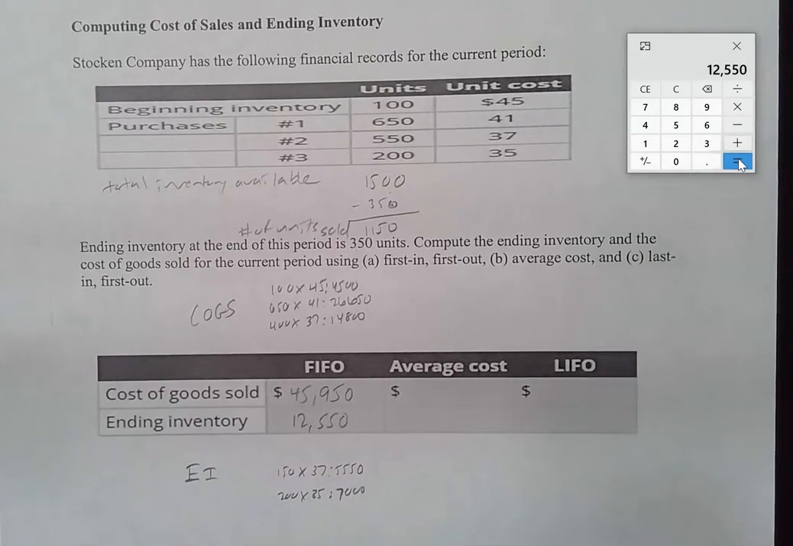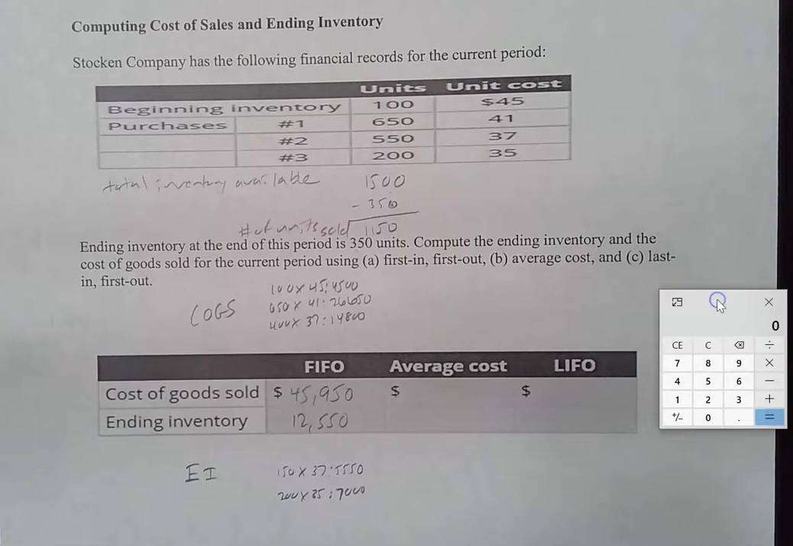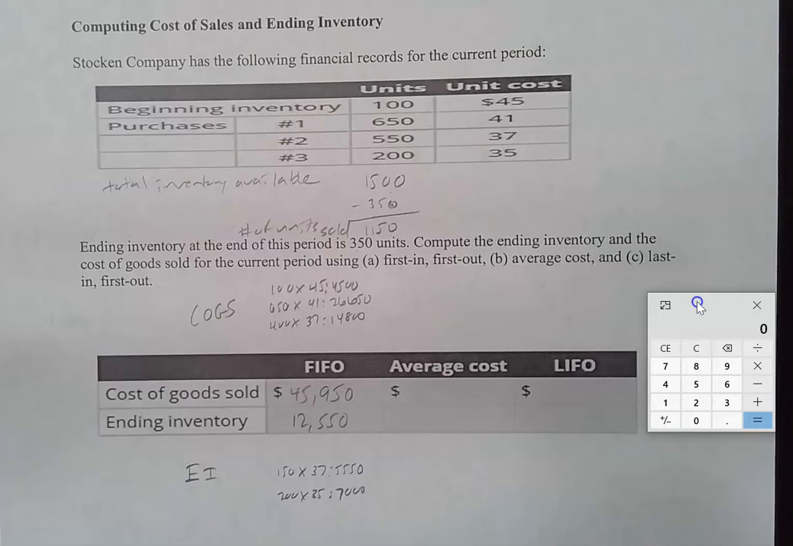Actually, I think what I'm going to do is I'm going to do these a little bit out of order, because average cost is going to take us a little bit of time here. There's actually a couple of things that we could do if we wanted to. We could do average cost here, but I'm going to do LIFO next, and I'm going to show you why I'm going to do it next after we get through it. So with LIFO, we still sold the same 1,150 units. All right. But we're going to go backwards. We're going to start here, and then we're going to go up.